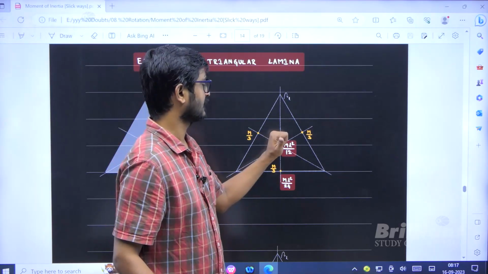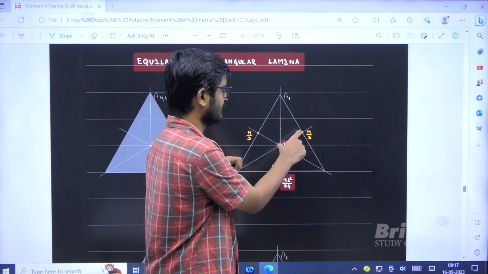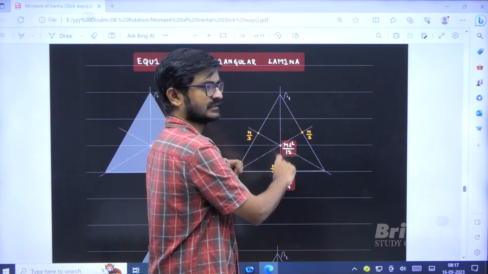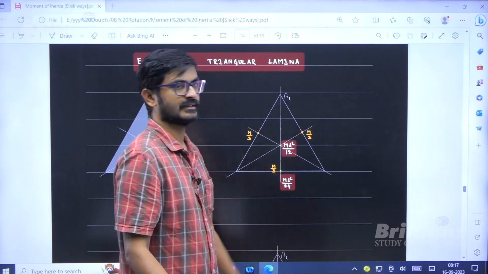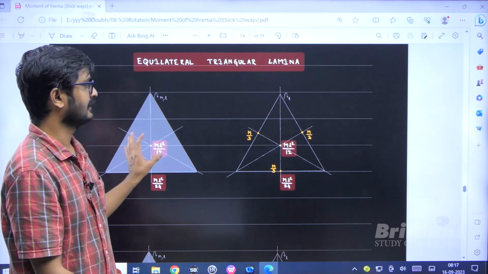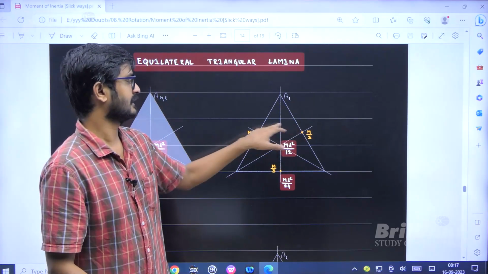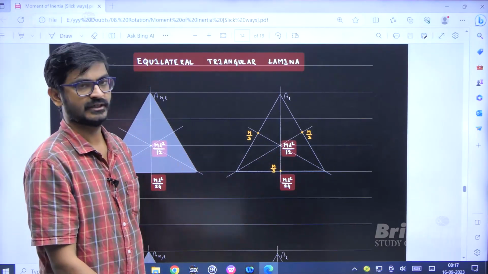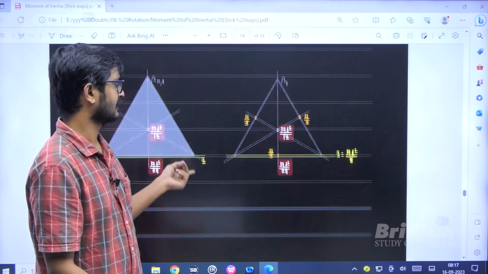Similarly, if you want to calculate the moment of inertia about this axis, it is m/3 into this distance square plus m/3 into this distance square plus m/3 into this distance square. When you calculate, it will turn out to be ml square by 12. So basically, whenever there is a triangle, if you replace it with m/3 at the midpoints of the sides, then you are getting the same moment of inertia.